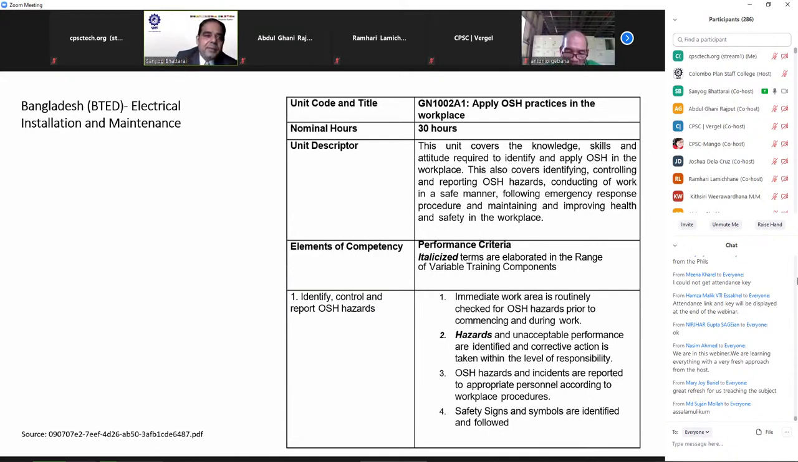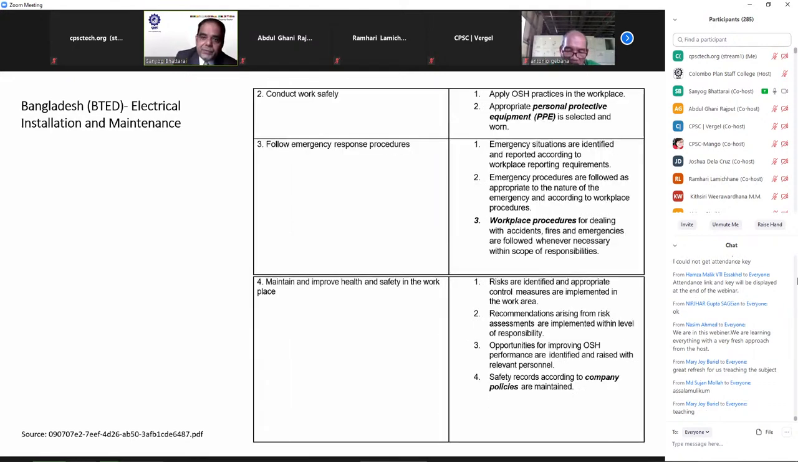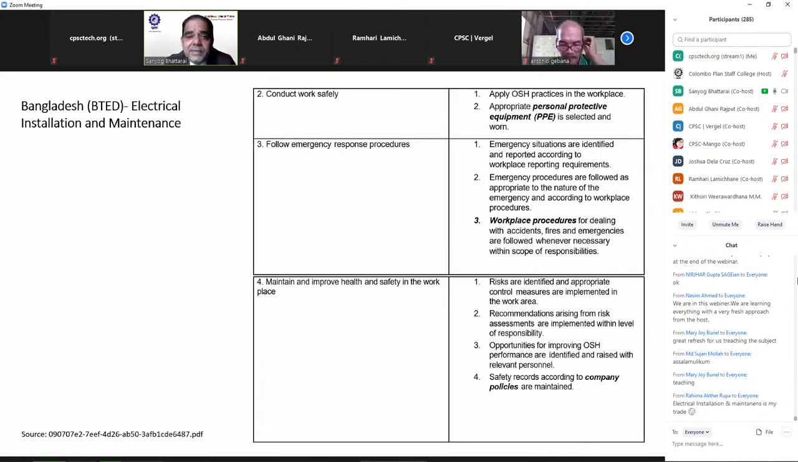So this is an example from BTEB of Bangladesh. Then again: follow emergency response procedures, and maintain and improve health and safety in the workplace. So these are all the elements, and the description.